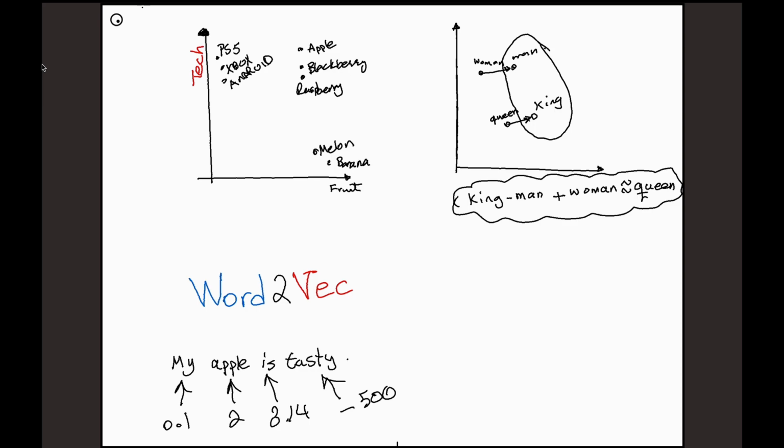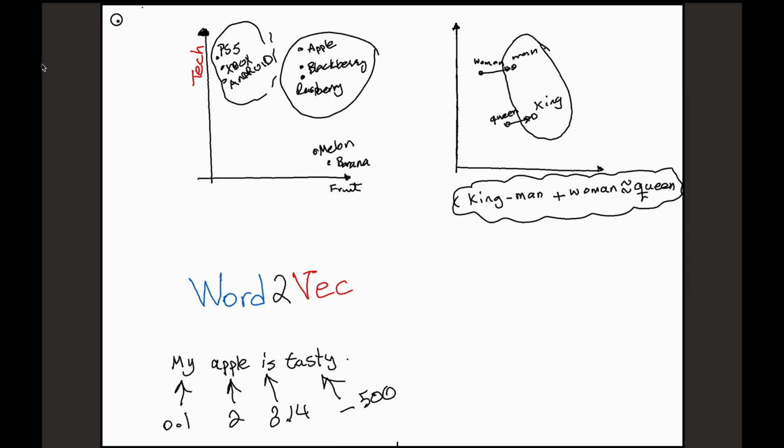Another example is, say you have a dictionary in which you have only 2 dimensions: fruits and tech. These are 2 general topics that exist in your dictionary. There are a few words like banana, like melon. These are fruits. We don't have any tech product that has these names. And there are some tech products like PS5, Xbox, Android. They're just techie stuff. But there's something in between. We have Apple, we have BlackBerry, Raspberry Pi, for example.